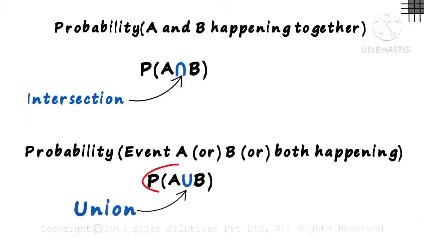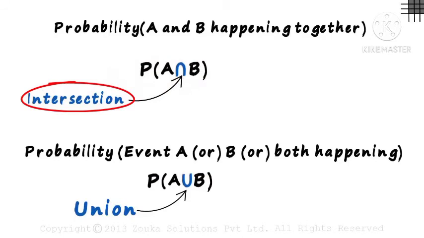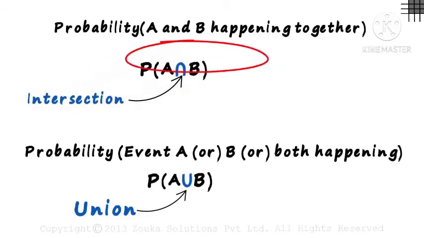Many students feel P of A union B means the probability of just event A occurring or just event B occurring. But remember, it also considers the case of both events occurring together. We really need to understand these two notations in detail. First, let us look at P of A intersection B. Intersection basically means both events happening together.